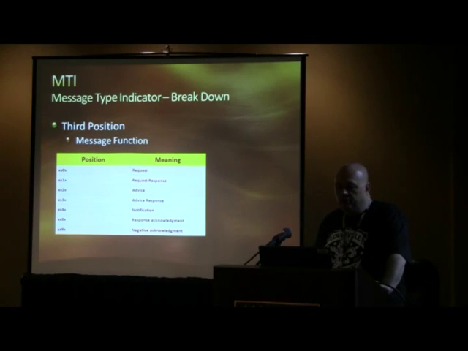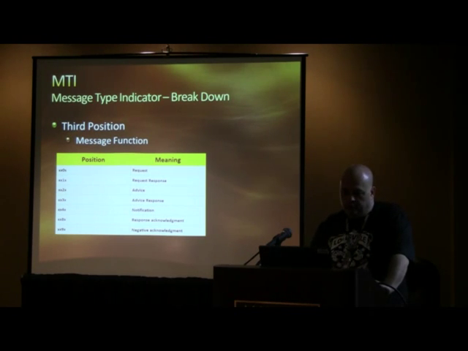Third position is the message function. So if it's a 0, it's a request. A 1 is a response. 2 is advice. 3 is an advice response. You see a kind of pattern here. 4 is a notification. 8 is a response acknowledgement. And 9 is a negative acknowledgement.